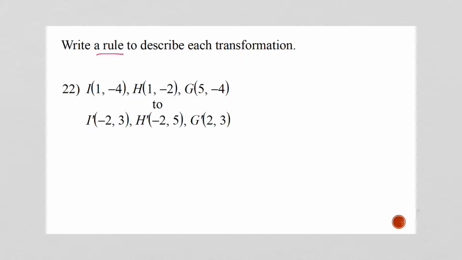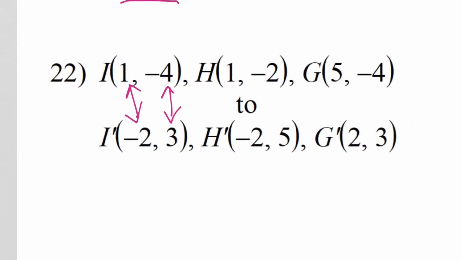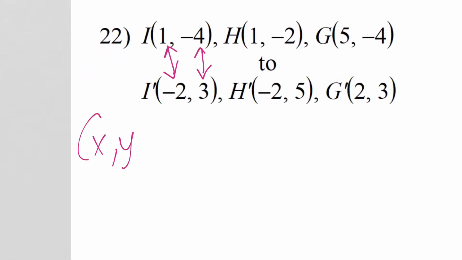Number 22, you have to write a rule for the transformation. So we're going to check the coordinates and see if anything happened here. If I focus on I, the values from I to I prime didn't just change signs. They totally changed. So this is probably telling me it's a translation. So I'm going to try to figure out what they did to the X and Y values and then apply it to at least one more point and see if it's right.